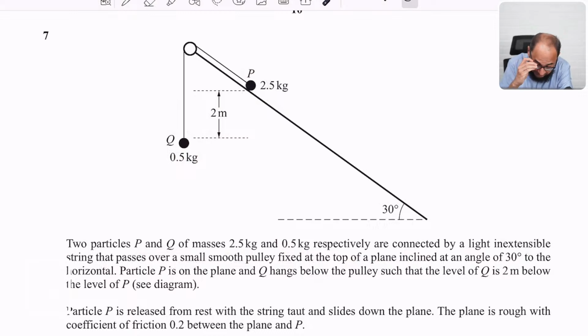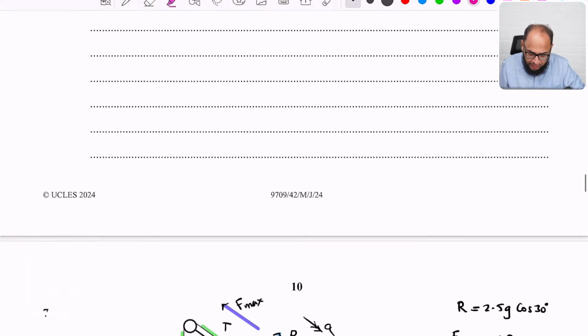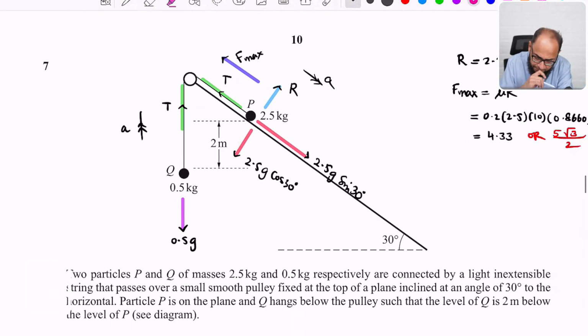The first part: particle P is released from rest with the string taut and slides down the plane. The plane is rough, coefficient of friction 0.2, find the acceleration. Now this first part is very straightforward, nothing special. So now the working is right over here.